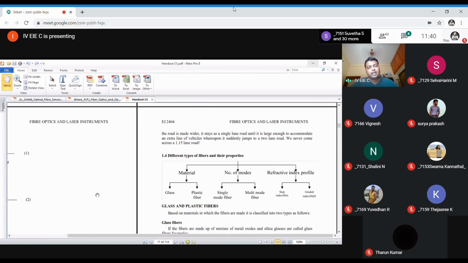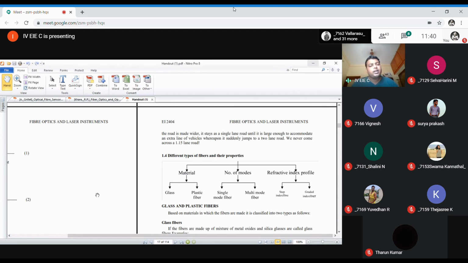Step index and graded index. Clear? Now there is one more classification. It is going to be based upon the kind of material we use. So it is upon two types. One is going to be glass and one is going to be plastic fiber.